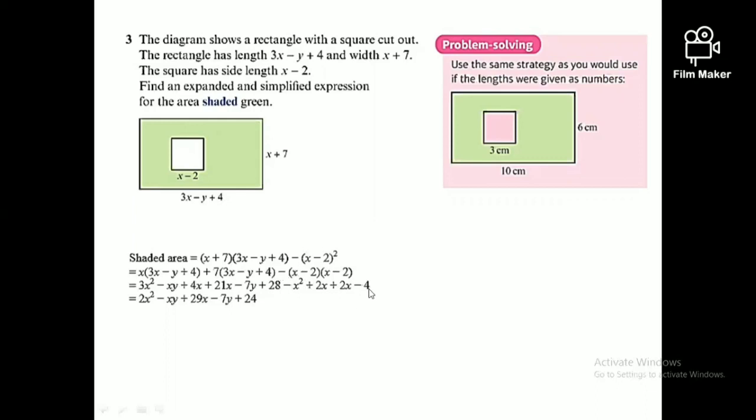Then see what the similar terms are. 3x squared and x squared. 3x squared minus x squared is 2x squared. Minus xy, there is no other xy term, so you can just write minus xy over here.